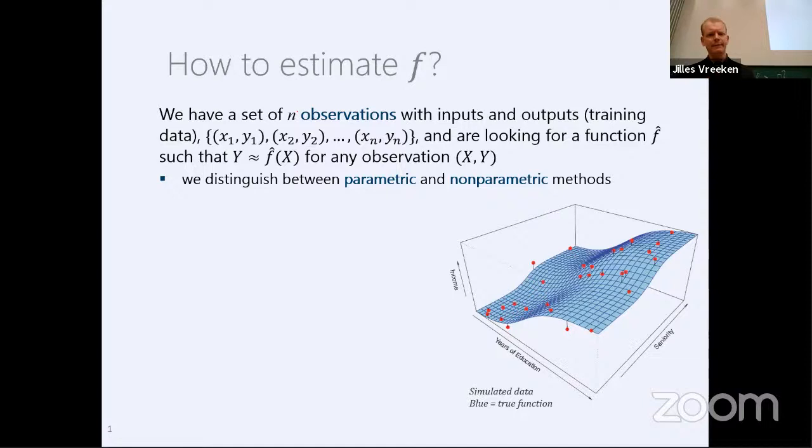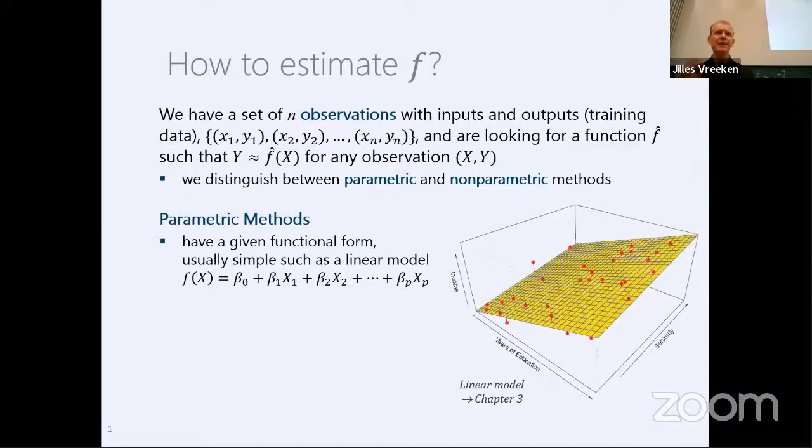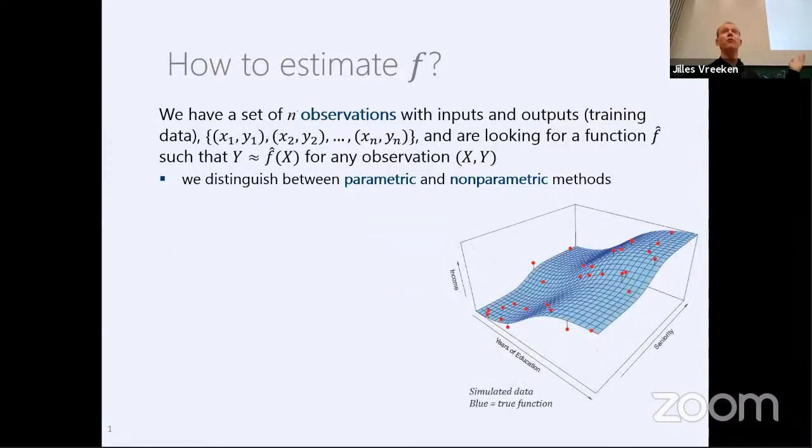So let's go first to parametric models. In parametric models, we are given a functional form, for example linear. Here we have the same data points as I had previously. This is then the true function, this blue wavy thing. You can see the true function is not perfect; there's still some noise, right?